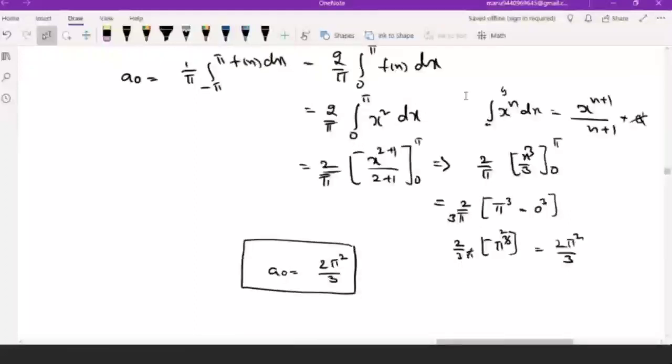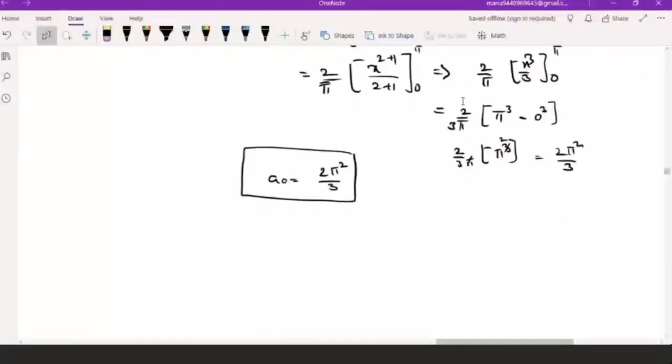Now we have to find the a n value. That is, a n is equal to 1 by pi times the integral from minus pi to pi of f of x cos nx dx.